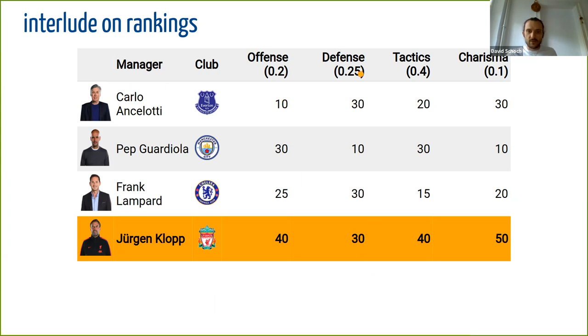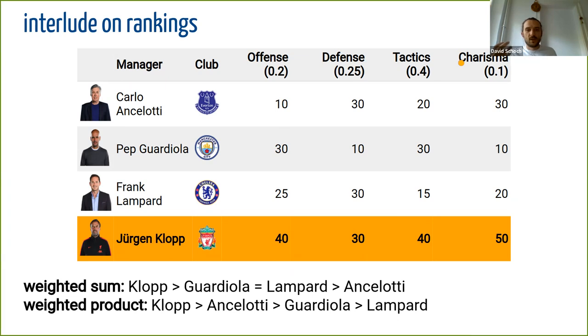He has a better defense value than all of them. He has a better tactics value than all of them. And he has higher charisma than all of them. So his values are higher in every category. And this then also already intuitively would tell you, okay, no matter how we aggregate these, and how those three are ranked internally, we will always know that Jürgen Klopp is going to be ranked on top of them, because in this case he even dominates all of them.